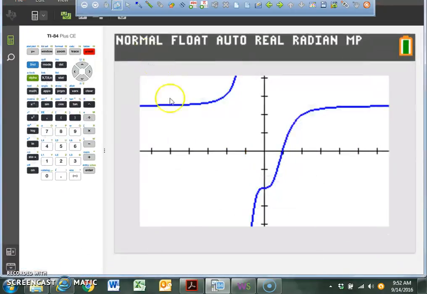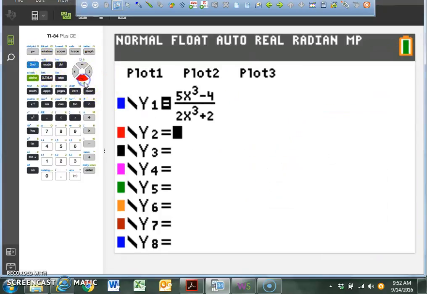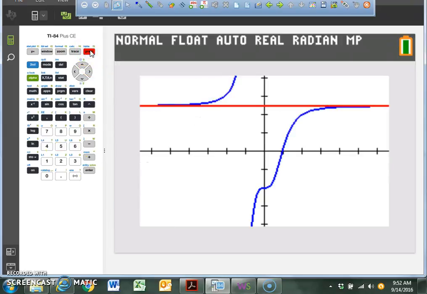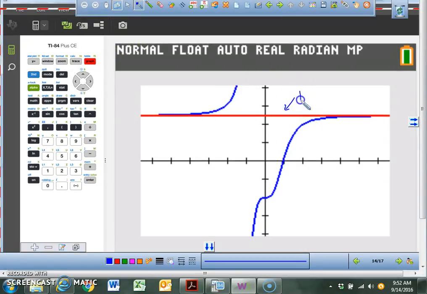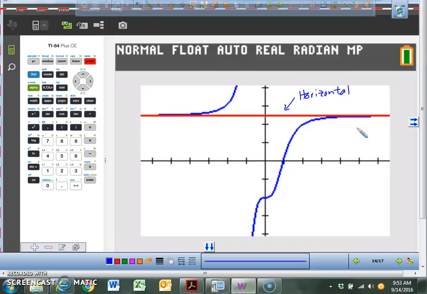Now I said, or actually we all said, the horizontal asymptote would be at 2.5. So hit 2.5 and hit graph. I was right, and there's your horizontal asymptote. Now, Ryan, unfortunately, we're recording right now, so we can go back and do a replay and realize at first you weren't right, but then you corrected yourself.